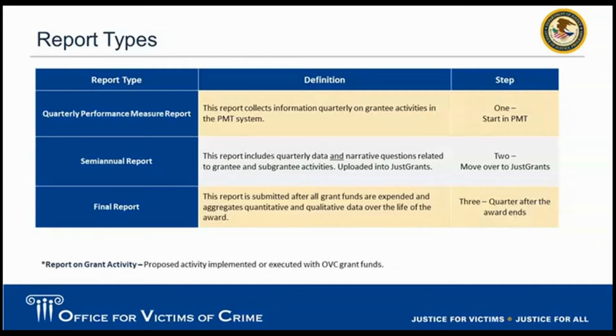You also have your final report, and a lot of you don't have to worry about a final report just yet, but for those that are closing out awards, whether it's an early closeout or through an extension and now you're closing out, there's different cases, but this is the final report for your award. This is the last report that you are submitting around the performance measures, and it is something you complete in the PMT. It's once your funds have been expended and you're collecting information for the life of the award. You're supposed to submit it a quarter after the award ends.